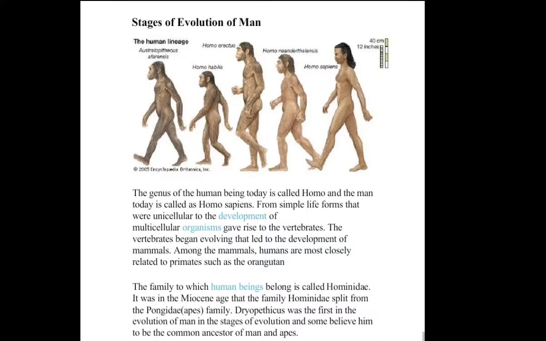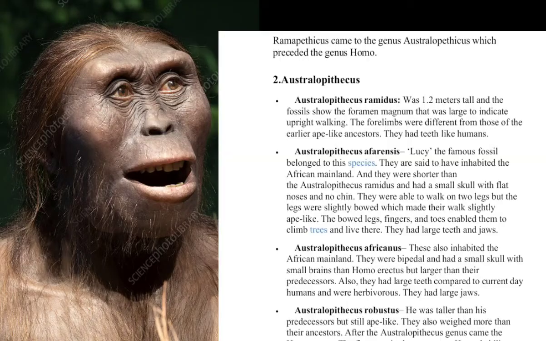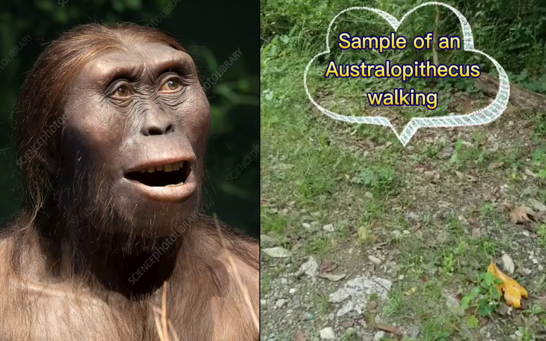The genus of the human being today is called Homo, and man today is called Homo sapiens. From simple life forms that were unicellular came the development of multicellular organisms, which gave rise to the vertebrates. Okay, so the Australopithecus was 1.2 meters tall, and the fossils show a large foramen magnum, which indicates upright walking.